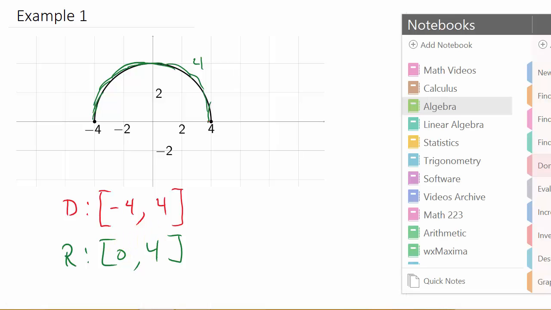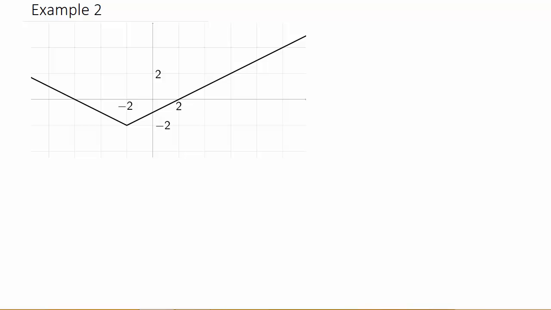All right, let's take a look at another one. First let's look at the domain. Notice this graph keeps going in this direction forever. It's going to -infinity, and the graph is also going in this direction forever. It's going to +infinity.